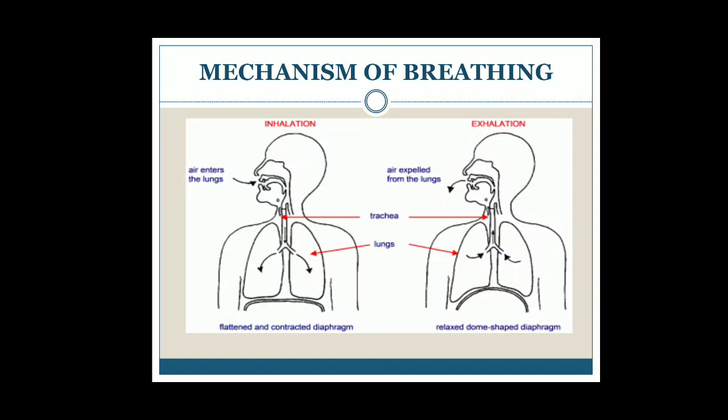Now, exhalation. First point, the diaphragm becomes dome shaped. Second, the ribs move inwards and downwards. Third point, the chest cavity will decrease. And what will happen? Fourth point, the pressure of air inside the lungs will increase. And fifth, that's why the air from the lungs will move outside into the atmosphere. So, this is how our inhalation and exhalation occur. I hope you have understood.